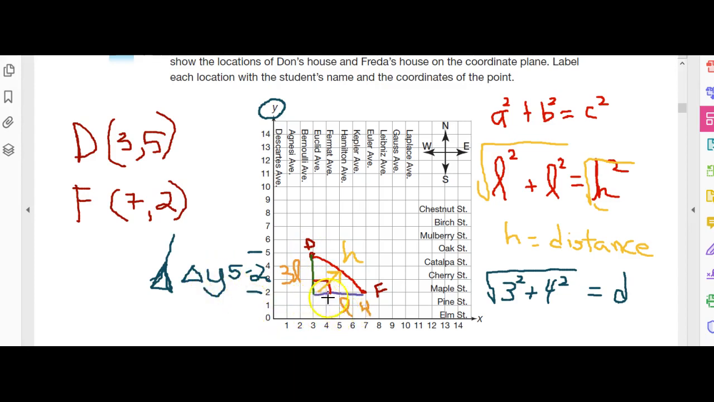Over here, I have another one, right? And this one, again, I counted to figure out that it was 4. But I could also figure out this distance by talking about delta x. What is the change in the x values over here? Well, this would be 7 take away 3. 7 minus 3 tells me, oh, that's 4.